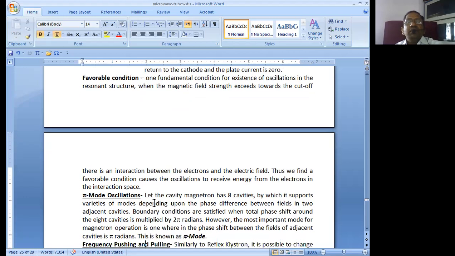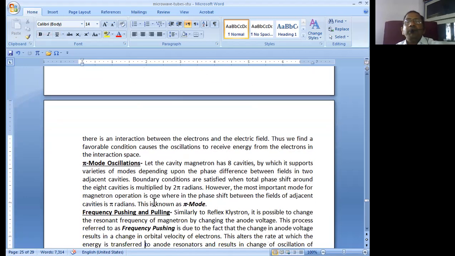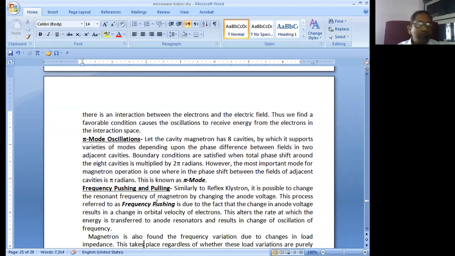That means the voltage and the magnetic field that we apply should compulsorily be very near to the critical magnetic field. Then only can we produce the favorable oscillations. And one more important mode here is the pi mode oscillation. Now, what is the meaning of pi mode oscillation?